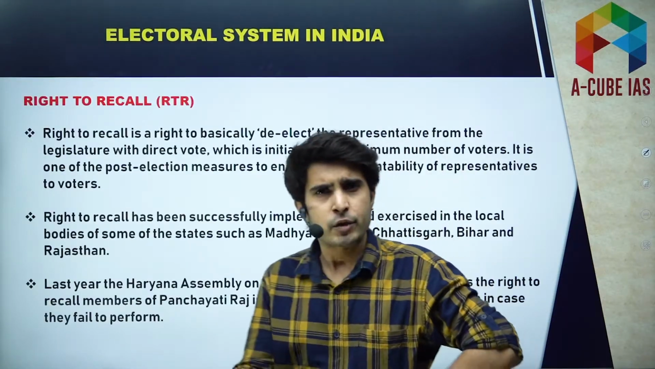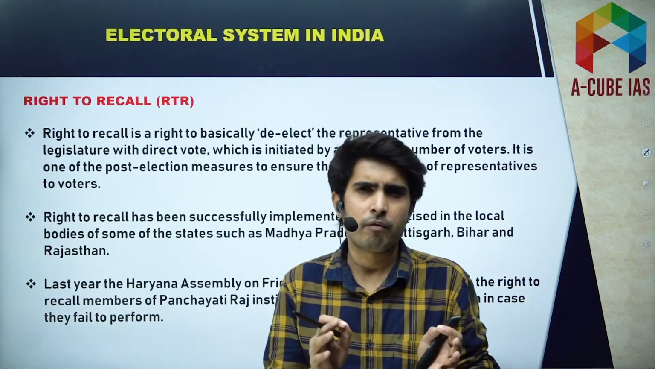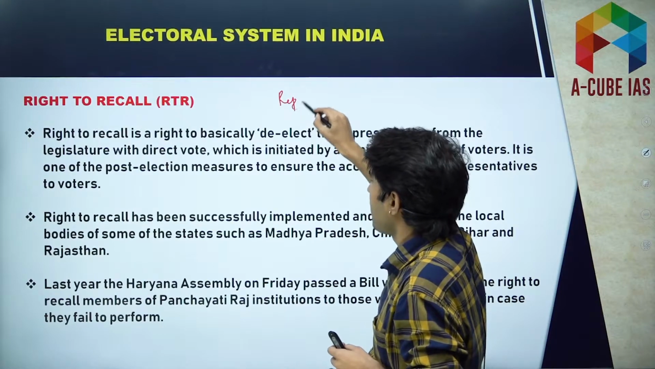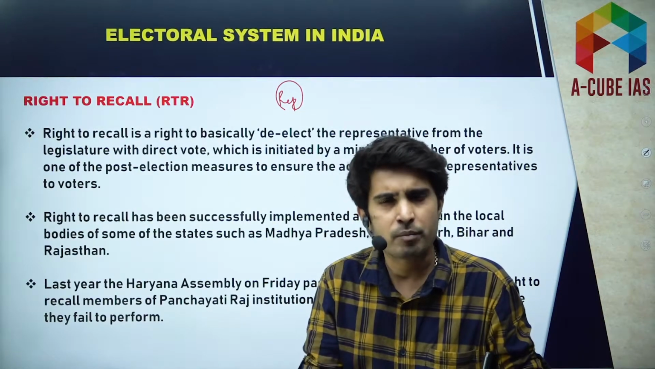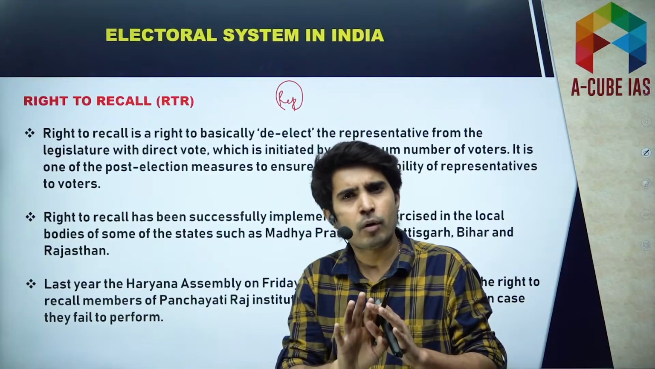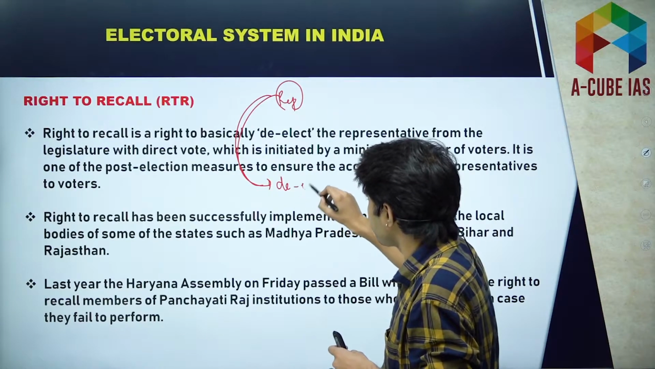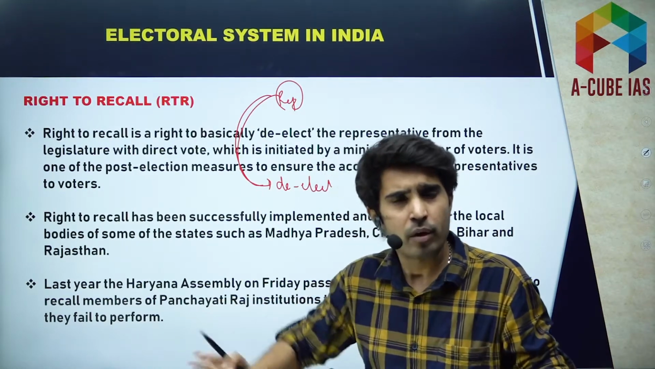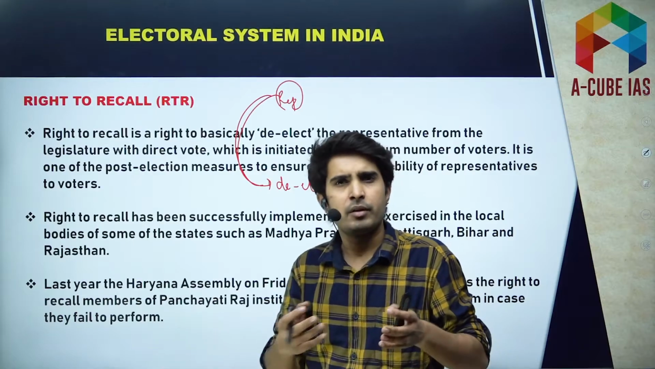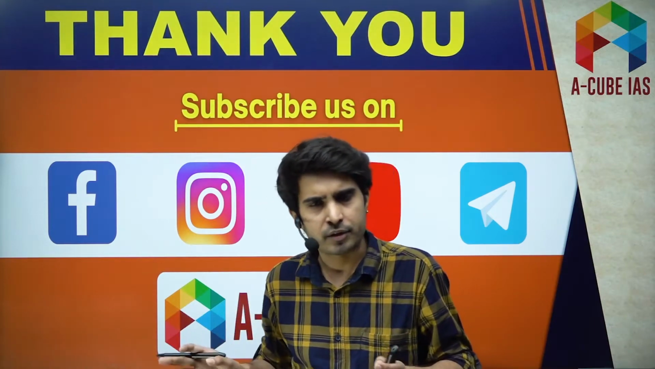Now let's talk about right to recall. Right to recall means that if you are not happy with the performance of your representative, suppose you chose a representative and that person made so many promises, but this representative could not fulfill those promises and you are not happy with his performance, so you have the right to de-elect this representative. It means you have the right to recall. Now this right to recall, you can exercise it when you are not happy with the performance of your representative. So all these facts I wanted to discuss regarding this topic.